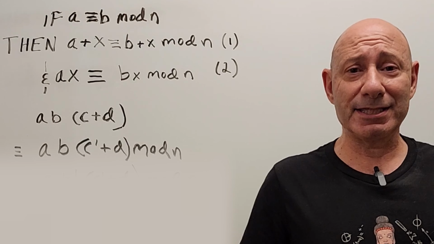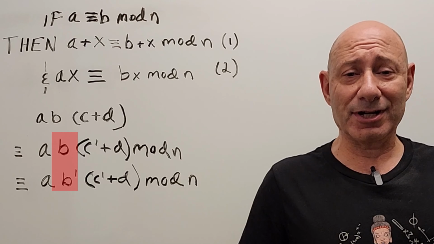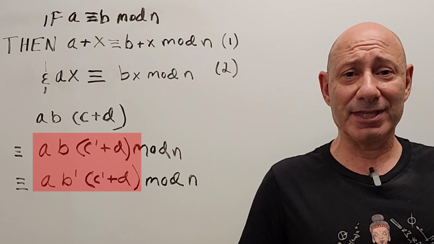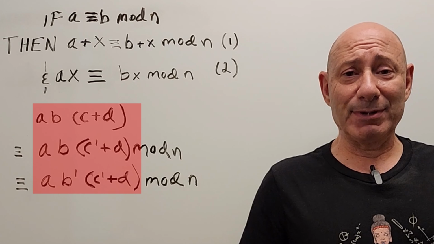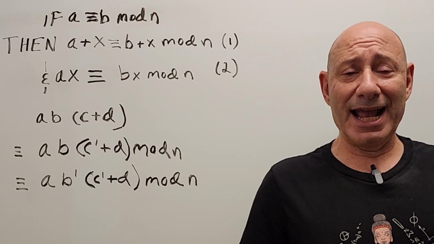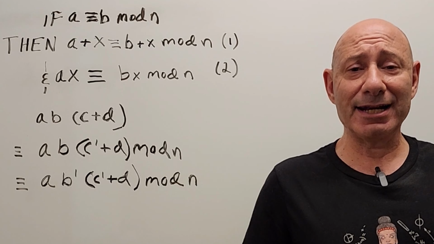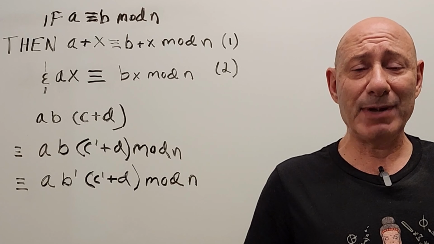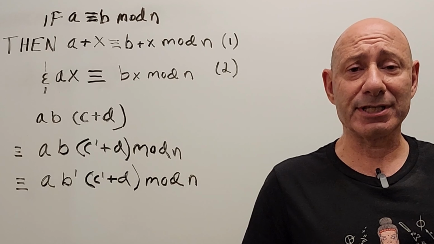Now, if we want to replace the b with a congruent number b prime, well, again, if these two things are congruent, then by rule number 2, these two things have to be congruent. And by the transitive law, all three of these things have to be congruent. So we could replace any and all numbers in this expression with congruent numbers, and we're going to get a congruent expression. We just make the changes as we go along. Every change we make holds the congruency.